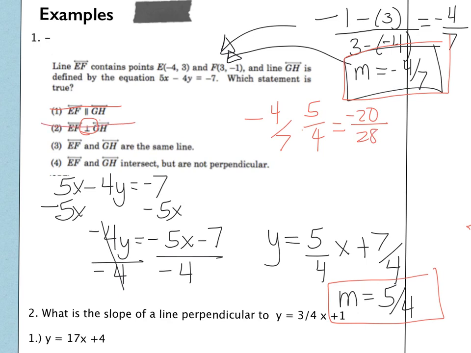Now, these lines can't be the same line because they'd have to have the same slope. So they are also not the same line. But these lines are going to intersect. Now, they're not perpendicular, but they will intersect because, again, they don't have the same slope, so they're not parallel. But they are going to have some point where they cross. We just don't know where.